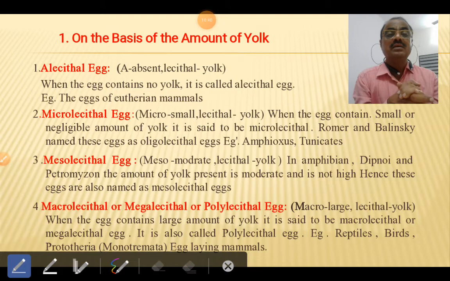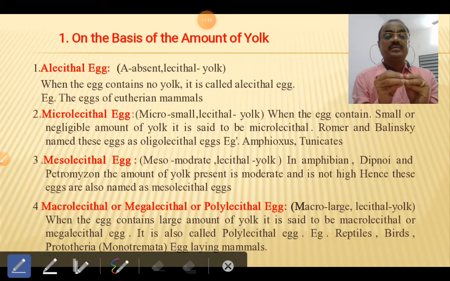Small amount of yolk is present in the microlecithal eggs. Very small amount. The third type is called the mesolecithal eggs. Meso means moderate, lecithal means yolk again. In amphibians and dipnoi and petromyzon, the amount of yolk present is not high. Hence, this egg is named as a mesolecithal egg.